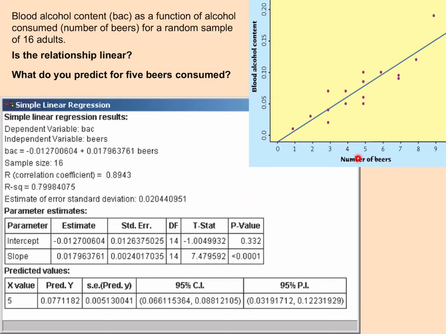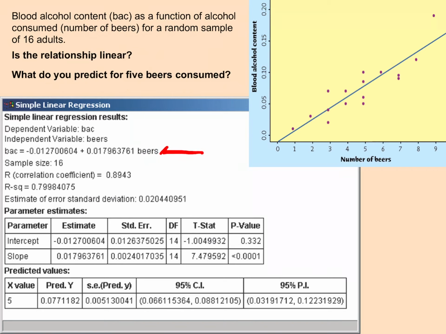All right, let's look at this example. One we've seen before: number of beers consumed versus blood alcohol content. Blood alcohol content is a function of alcohol consumed for a random sample of 16 adults. Is the relationship linear? Look at the spread of the data. It seems to fall within a straight-line sort of channel, so it's linear. What do you predict for 5 beers consumed? We would say an average of maybe 0.07, 0.08, something like that.